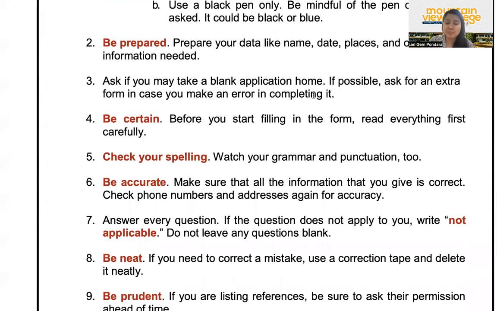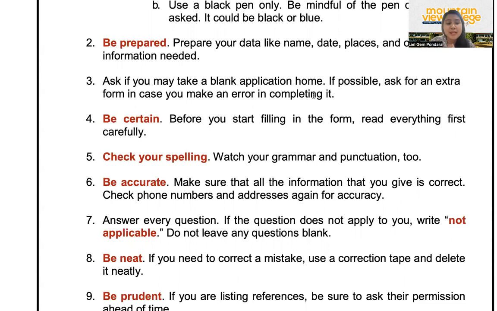Fourth, be certain. Before you start filling in the form, read everything first carefully. Fifth, check your spelling. Watch your grammar and punctuation too. Next, number 6, be accurate. Make sure that all the information that you give is correct. You check the phone numbers, the addresses, again, for accuracy. In case you are not sure about that, be sure to contact the person who knows the information well.